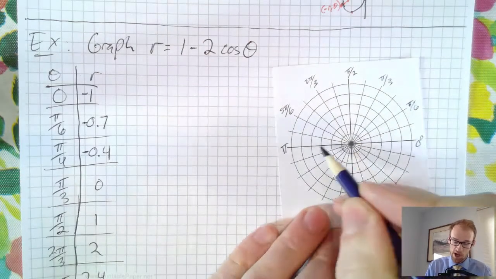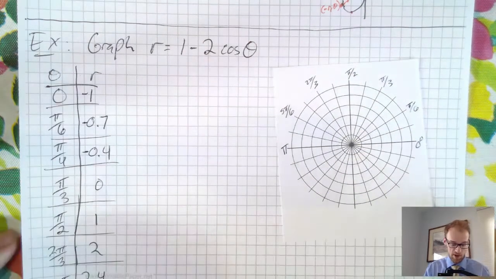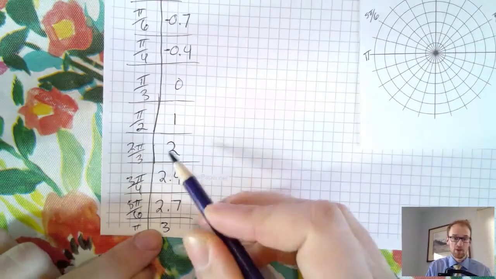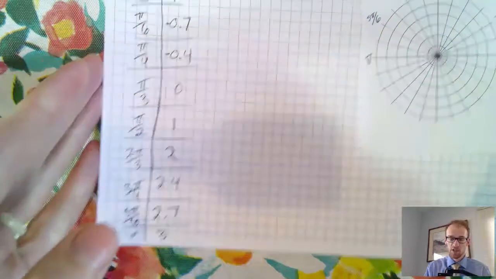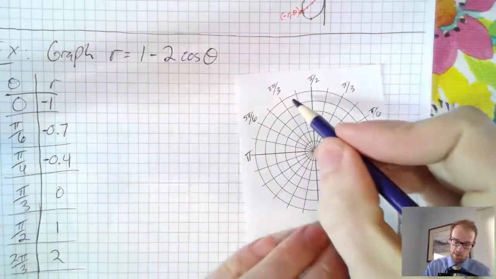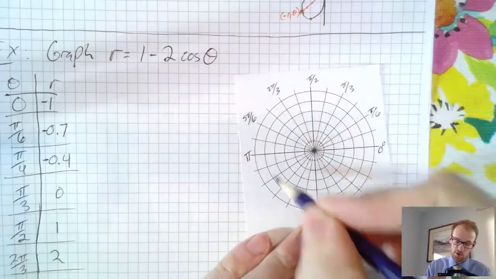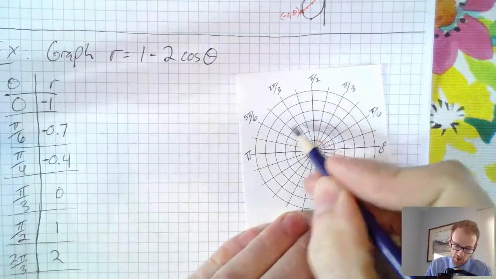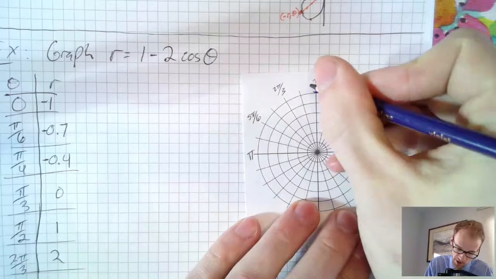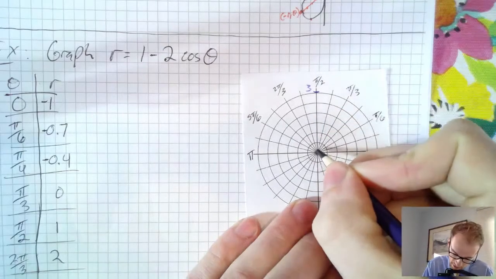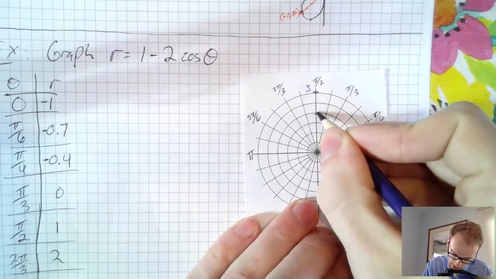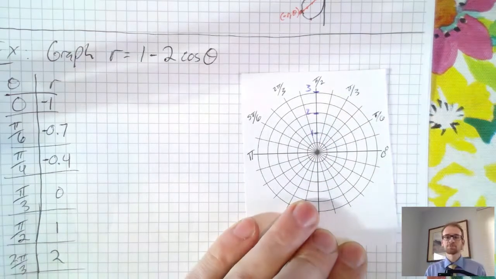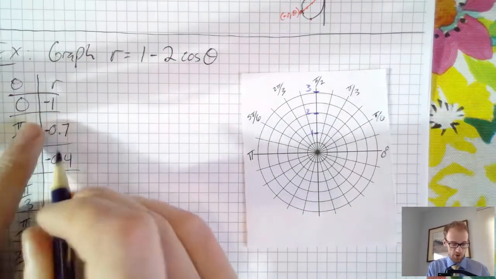So what do I want? How do I want to scale my graph? Well, I notice that the largest value it takes is 3. The largest value R will be is 3. So I'm going to let that be this furthest circle on my graph so that I don't have to try and fit my whole graph inside of just 3 rings. So I'm going to call this 3, which means that this is 2, and this is 1.